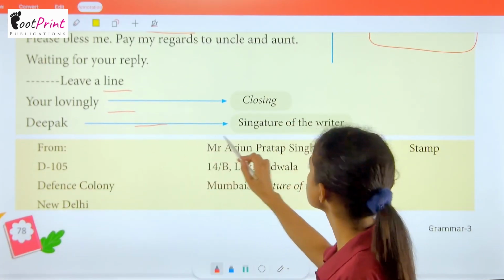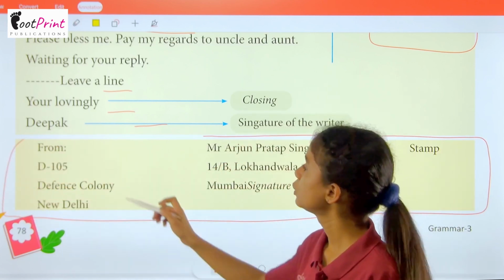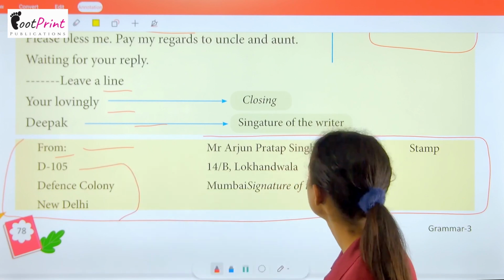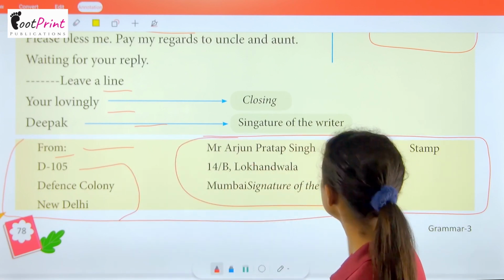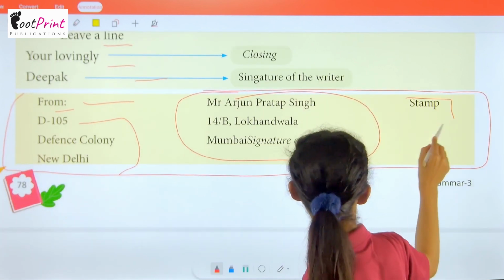Now, this is the envelope, how you prepare it. So, you will write from, your name will be here, then your address and the name of the grandfather. Okay, children? And the stamp will be posted here.